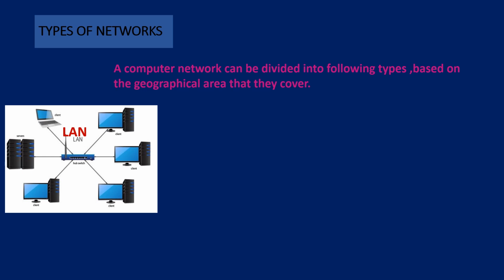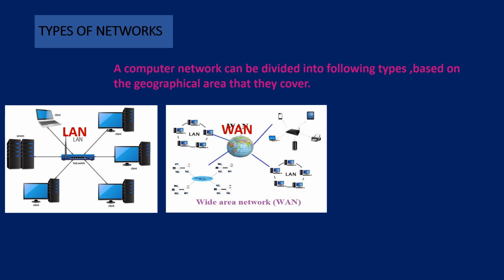And the next one is wide area network or WAN. A wide area network is one which covers a broad area. It connects two or more local area networks. A WAN is used by government organizations and businesses.